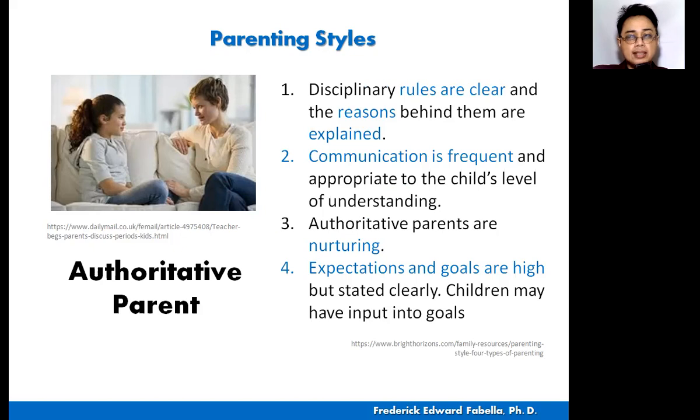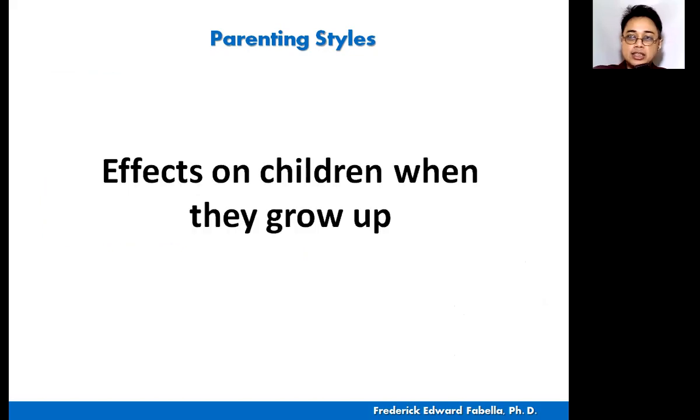Disciplinary rules are clear and the reasons behind them are explained. Communication is frequent and appropriate to the child's level of understanding. Authoritative parents are nurturing. Expectations and goals are high, but stated clearly, and children may have input into these expectations or goals. Okay, so these are the parenting styles.